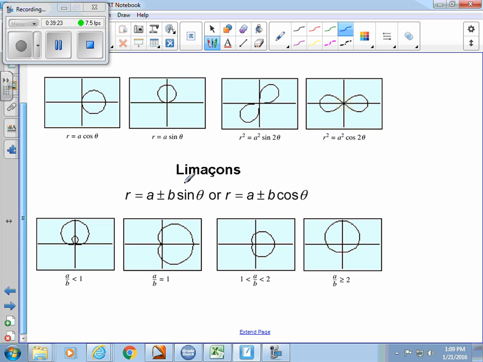These are called limaçons. Special cases of them are called cardioids, the ones that look like hearts. That's the last one we drew. A plus or minus B sine theta, A and B are just numbers, and A plus or minus B cosine of theta. These do occasionally have loops in them. Finding where those loops are is sometimes very important, because sometimes they'll ask us to find the area inside the loop. So we'll talk about that later.